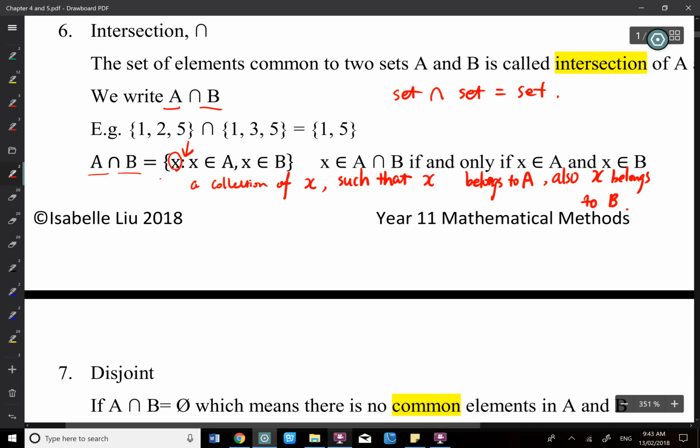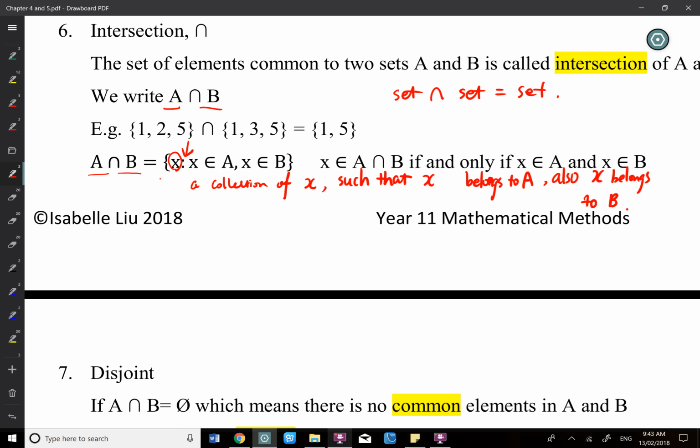So I'm collecting a set of X. But what's the requirement for X? X is an element of A and also an element of B. That's the explanation for the intersection. It's nothing new. The whole thing just means you find the common elements and put them in the set brackets. But how we write it in set notation is a collection of the elements X. What kind of X do you want? X is an element of A and also an element of B. That's the explanation of what intersection is.